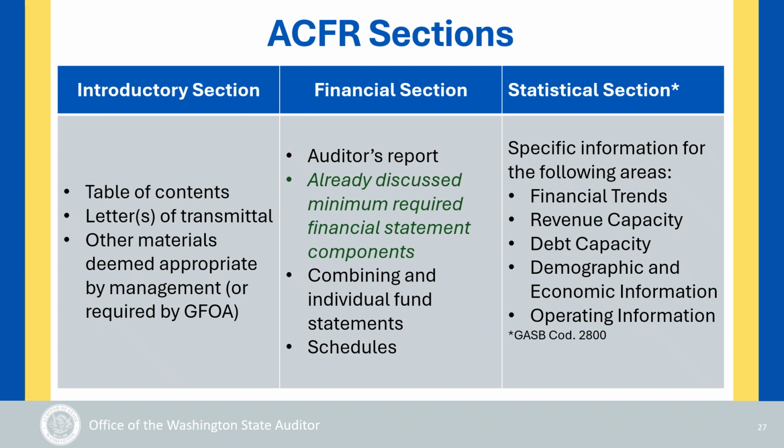Now, the next section, our statistical section. There is a whole separate section in the GASB codification for this, which is section 2800. This section includes schedules that report on the following areas: 10 years of data related to financial trends, revenue capacity, debt capacity, as well as demographic and economic information of the government and operating information.